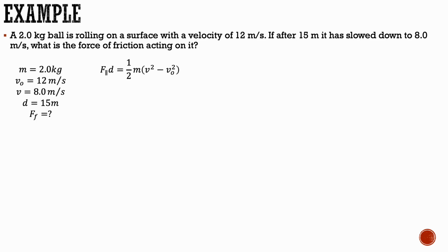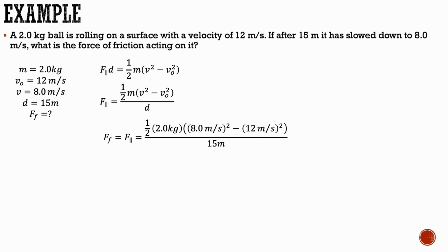So we'll use the same equation as last time. We've got our force parallel times our distance is equal to 1/2 times our mass times our final velocity squared minus our initial velocity squared. Now in this case, we just need to get force on its own, so I would divide both sides by our distance. At this point, because we have force on its own, we can substitute our values in. And once again, calculate and round to the appropriate number of significant figures, which gives us a force of friction of negative 5.3 newtons.